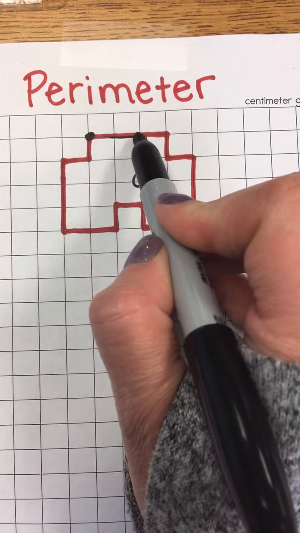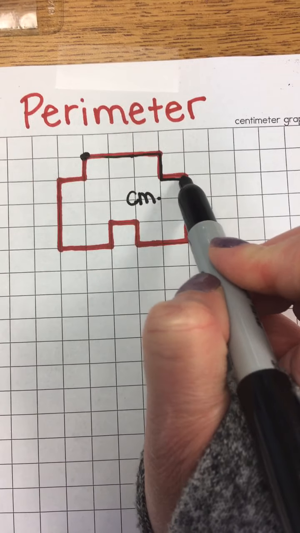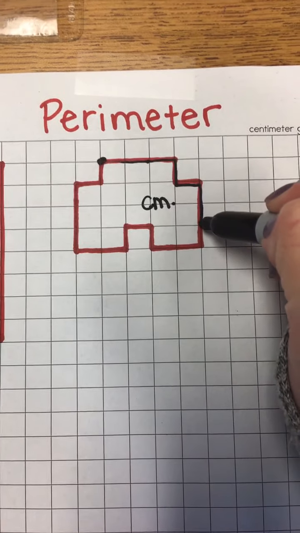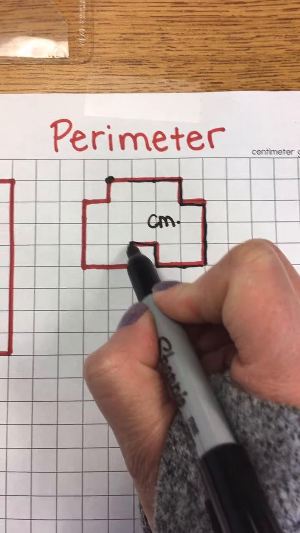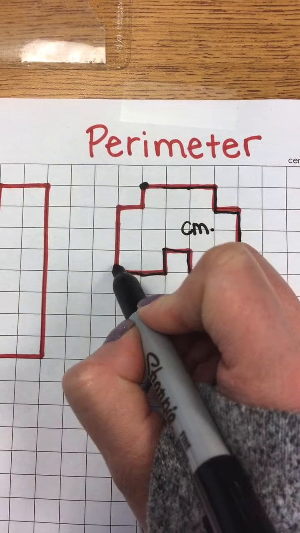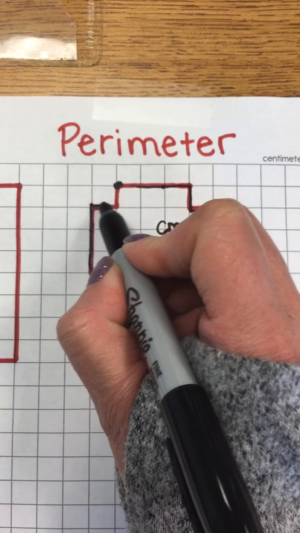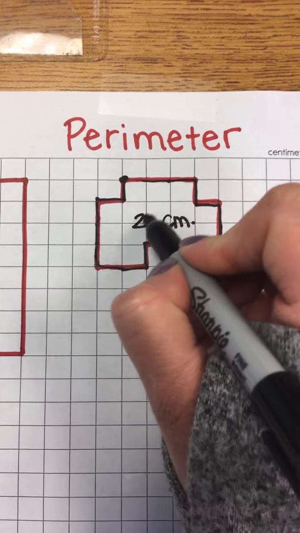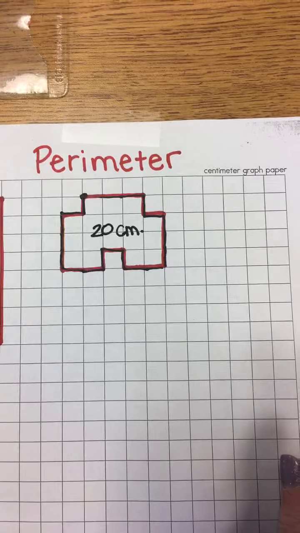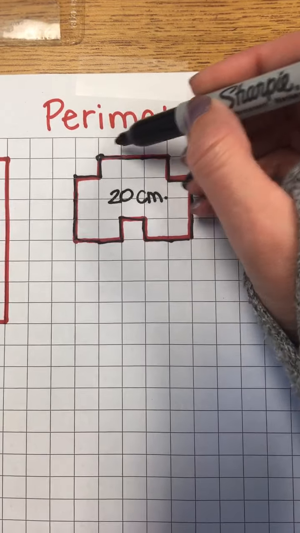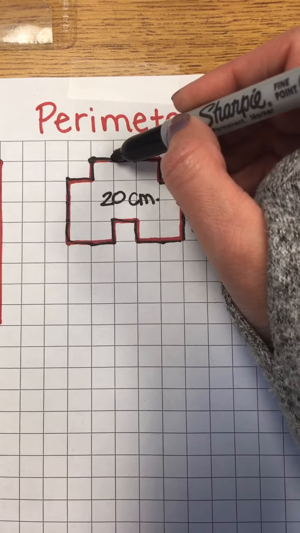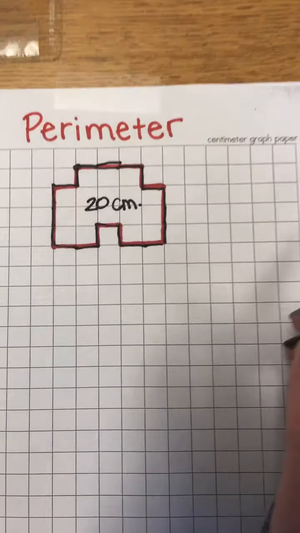1, 2, 3, 4, 5, 6, 7, 8, 9, 10, 11, 12, 13, 14, 15, 16, 17, 18, 19, 20. 20 centimeters for our perimeter around that one. Did you notice that we just counted each individual unit from line to line? That's 1 unit. 2, 3, okay?